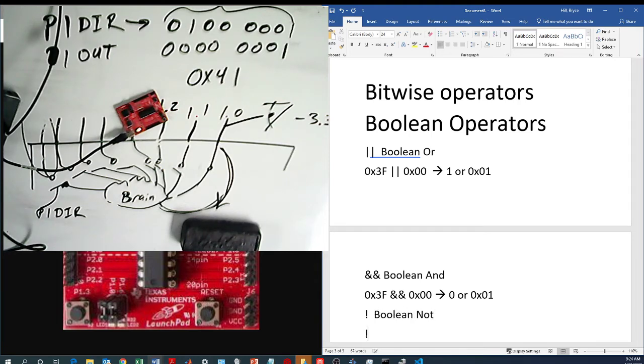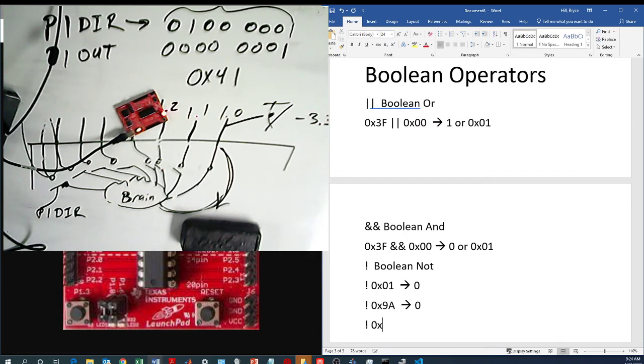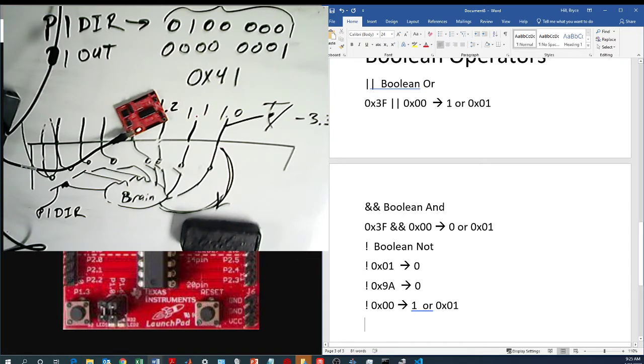Okay? So if I were to NOT 0x01, it would result in 0. If I were to NOT 0x9a, it would result in 0. If I were to NOT 0x00, it would result in 1 or 0x01. Okay? So those are really our Boolean operators.